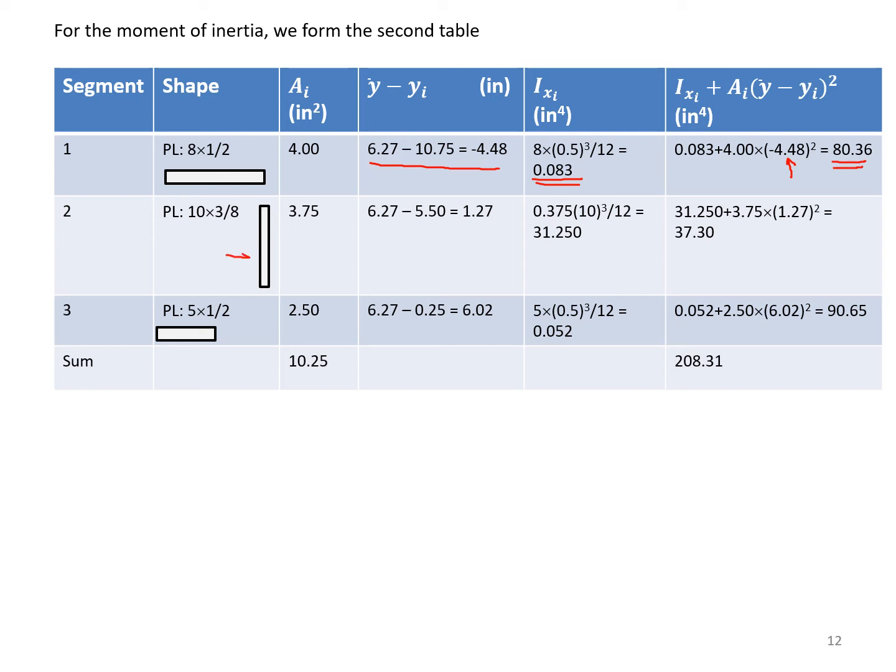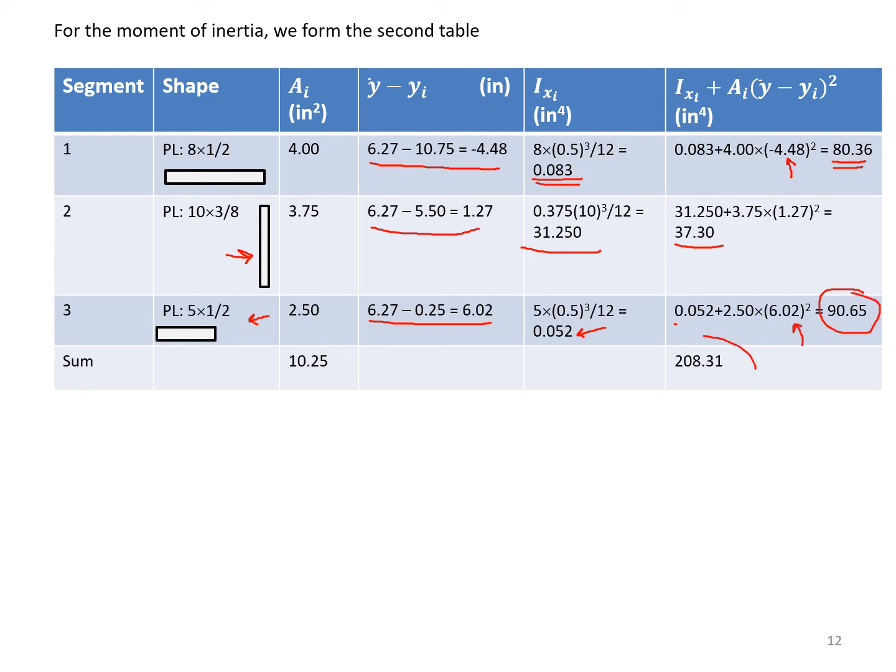The web is vertical. We find the corresponding y bar minus yi. The moment of inertia with respect to its own axis is larger. Put it in the equation, it turns out to be 37.3. The bottom plate is a flat plate again, and again you find the y bar minus yi. The moment of inertia is extremely small, and plug it into the equation. Nevertheless, the effect is pretty large because of this term.